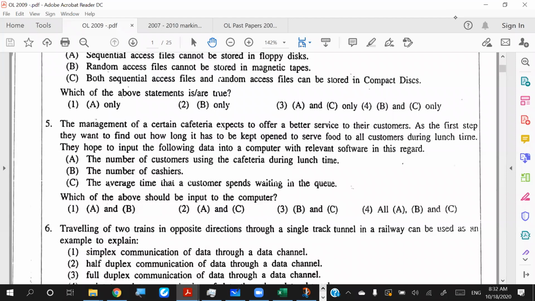Yeah, so the number of customers using the cafeteria during the lunchtime, yes, we need that to have the idea to make this service a better one, right?